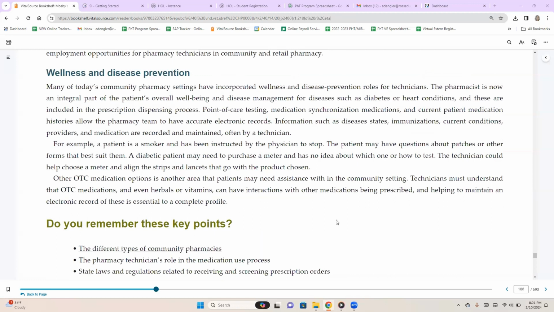Other OTC medication options are another area that patients may need assistance with in the community setting. Technicians must understand that OTC medications and even herbals or vitamins can have interactions with other medications that are being prescribed, and helping to maintain an electronic record of these is essential to a complete medication profile.